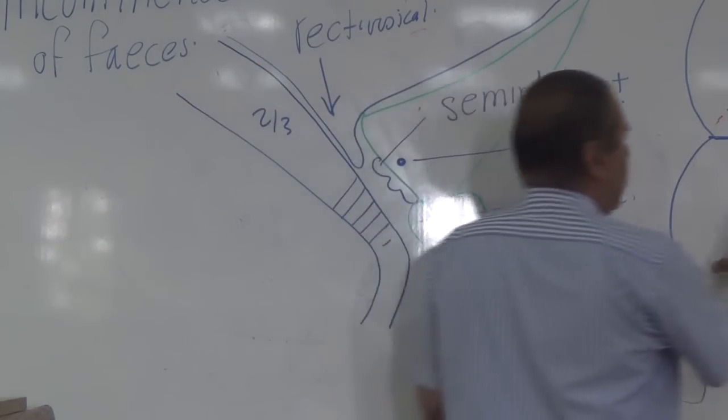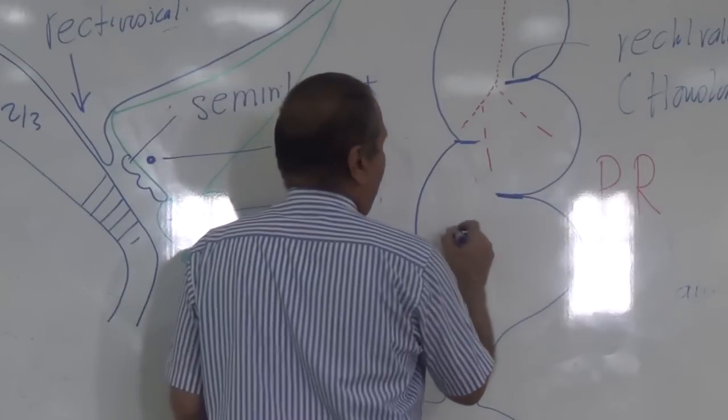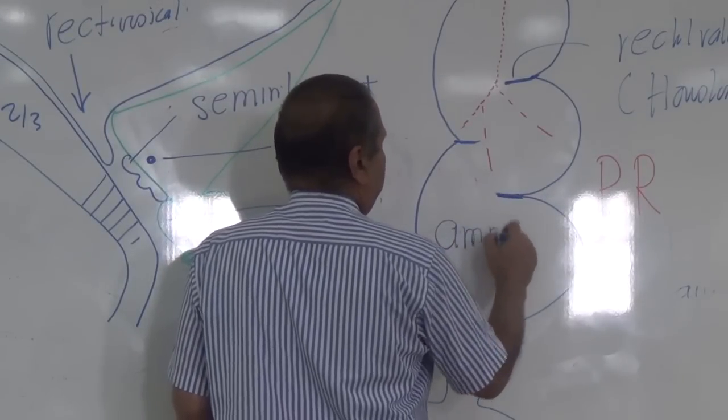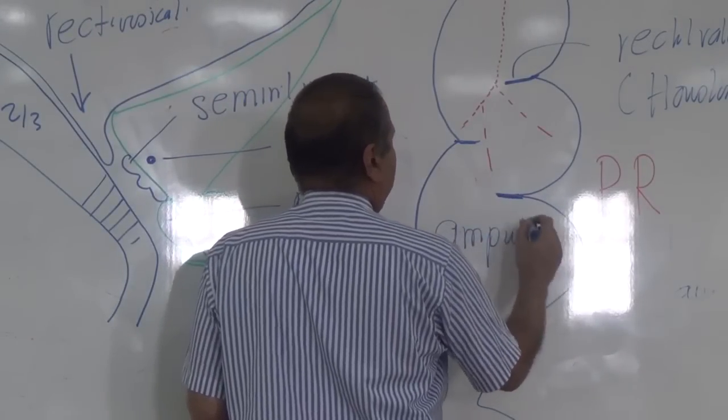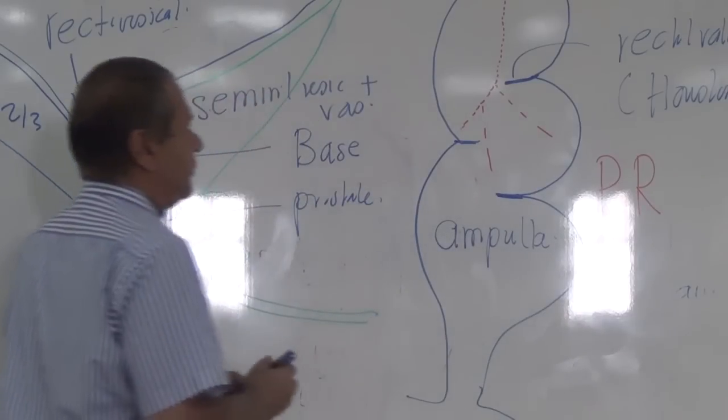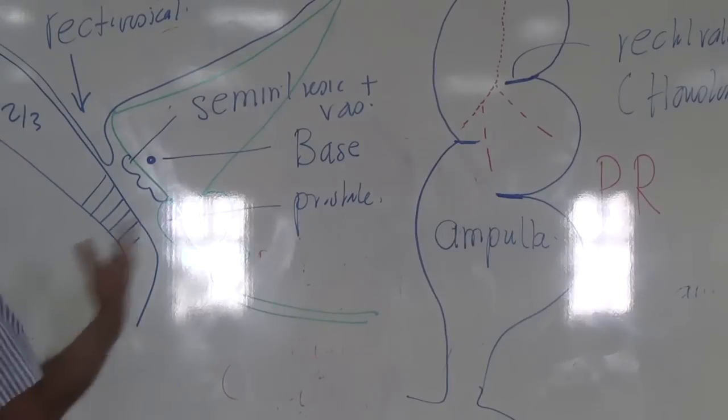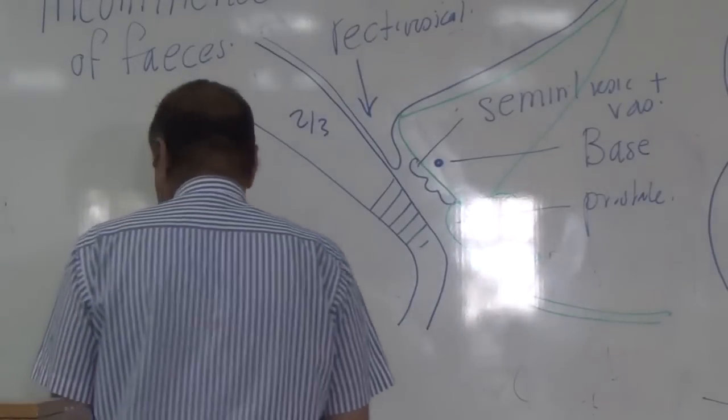And the ampulla is the widest lower part of the rectum. This is called the ampulla of the rectum. So this is by far the commonest lesion anteriorly.